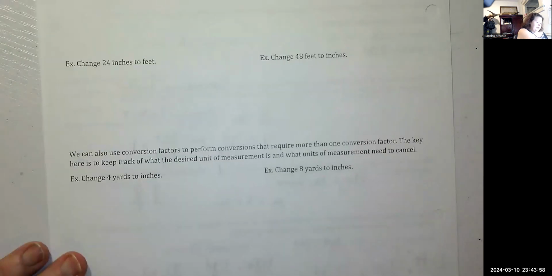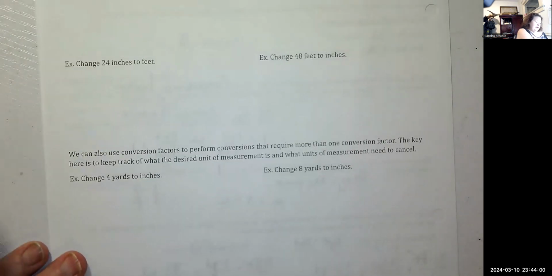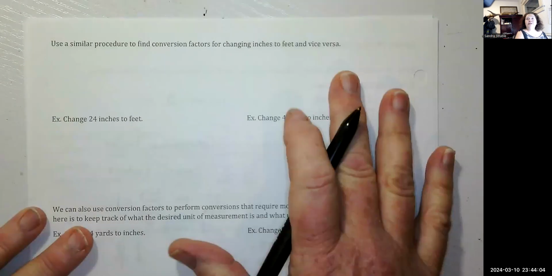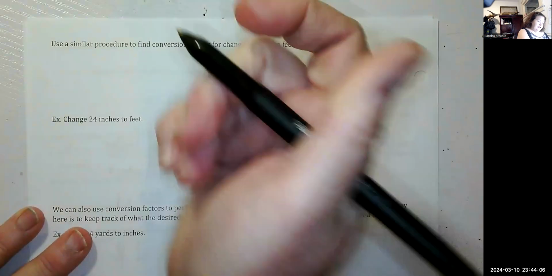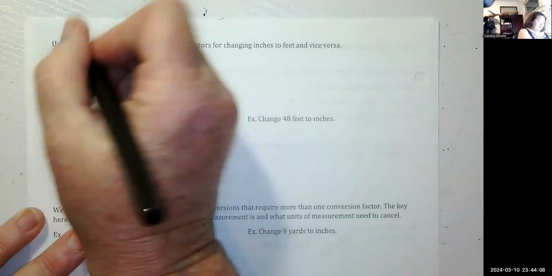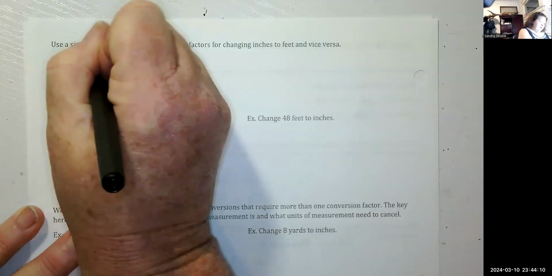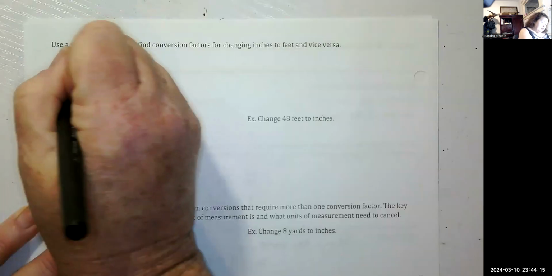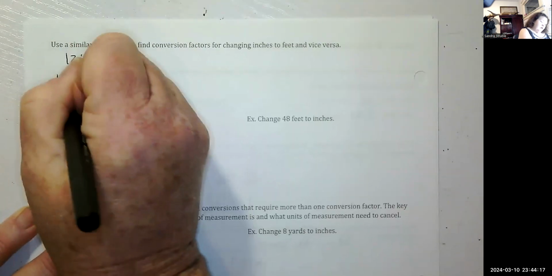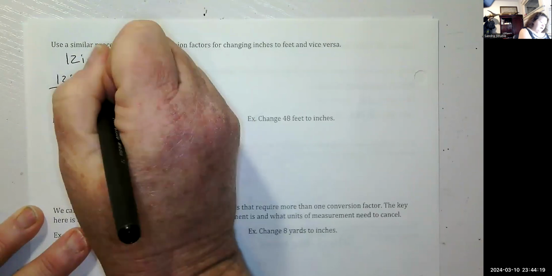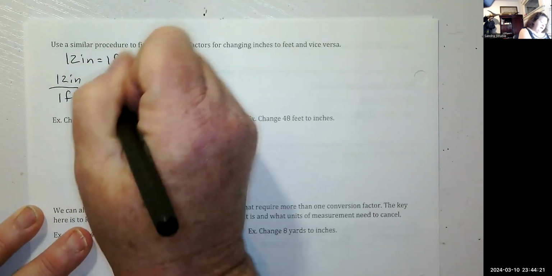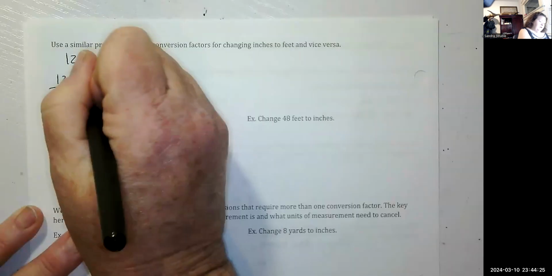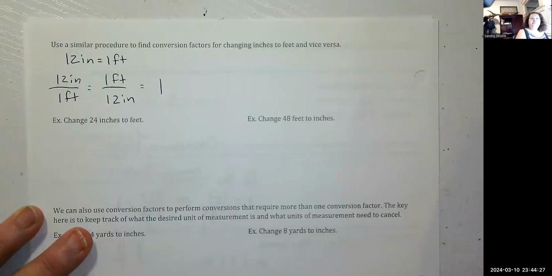All right. We're going to use a similar procedure to find conversion factors for changing inches to feet and vice versa. So we know that there are 12 inches in 1 foot. So we can use 12 inches divided by 1 foot, or we can use 1 foot divided by 12 inches. All right. They're both equal to 1.